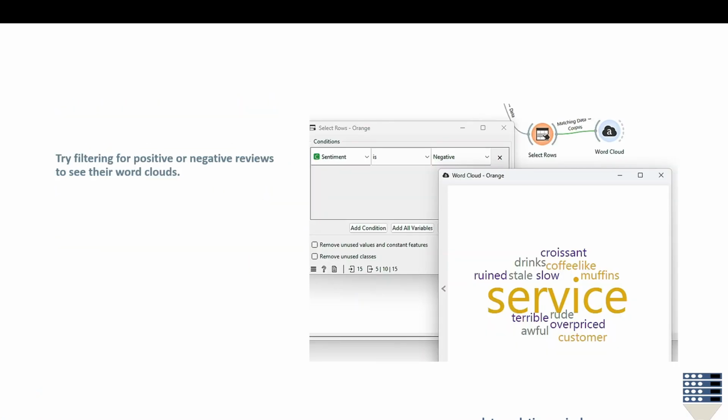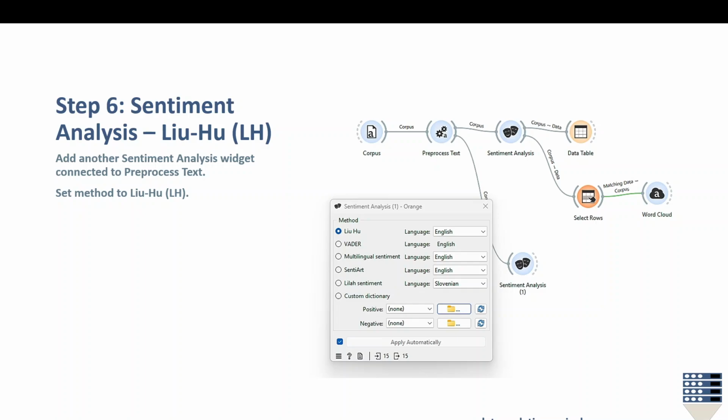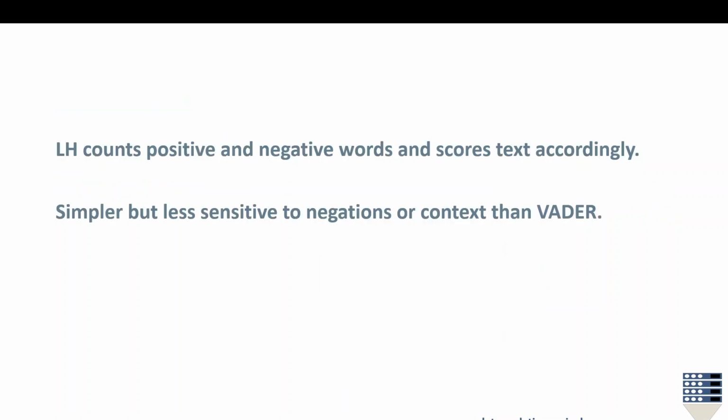Okay. So the other method is called the LH, or I think it's Liu-Hu. I'm not quite sure how to pronounce it. This method is actually a little bit simpler. It literally just gives one score for each review, as opposed to the four scores that the other method gave. This will just count positive and negative words and score text accordingly. So if it has four positive and one negative words, you're going to get a really positive score. And if it has three negative words and one positive word, it's going to get a really negative score.